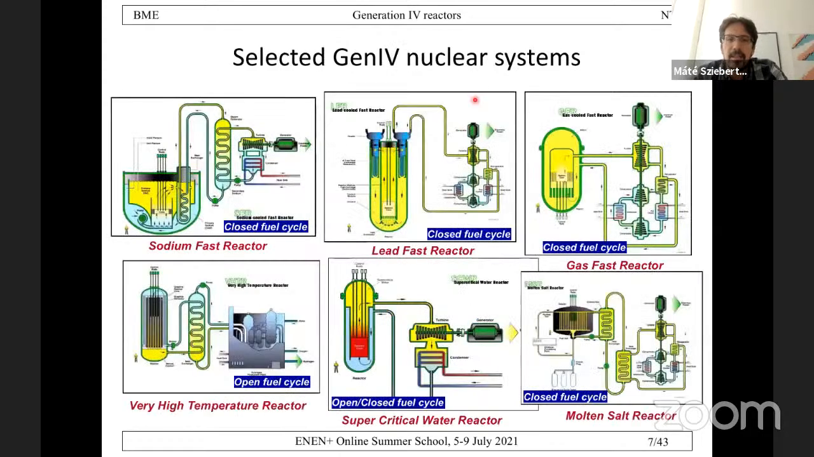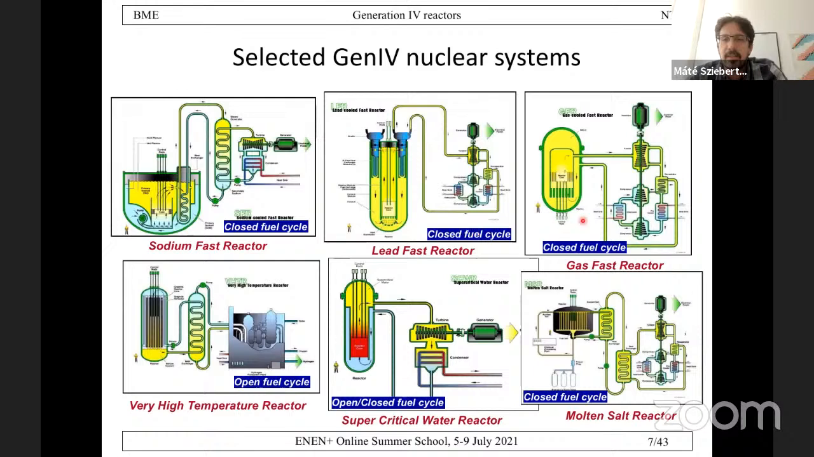So first, let's see these 6 systems. It's quite a famous list nowadays. It's quite inclusive, so practically all possible technologies are given here.